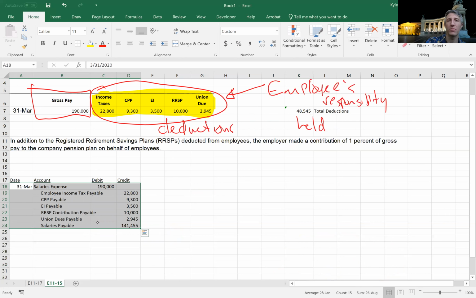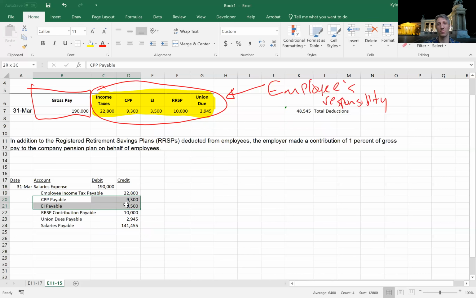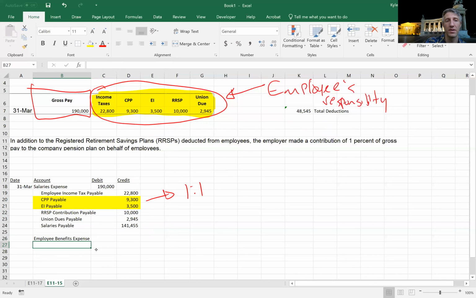Why? Because we know that some of these deductions are cost shared between the employer and the employee. We know that CPP and EI are both cost shared. So whatever the employee contributes, the employer has to match at a factor. So there's benefits on top of this. Employee benefits expense, I'm going to put that as a placeholder for my debit. What they are required to match is CPP, and CPP is at a ratio of 1 to 1, and then EI has to be matched, and it's 1.4 times what the employee puts in.